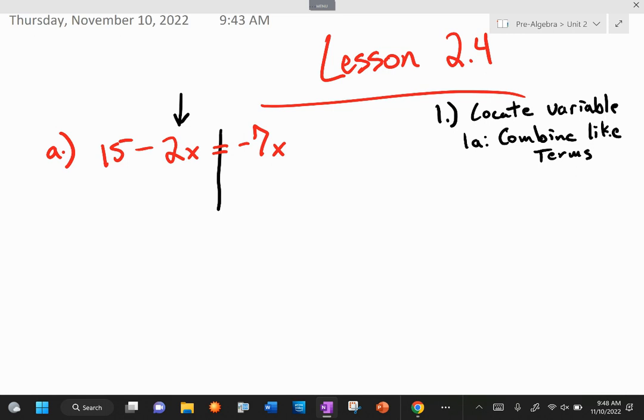Couldn't you just move the 2x and add it to the -7x? Yeah, that's literally what I just said. Oh. But yes, that's a great observation, Jeff.